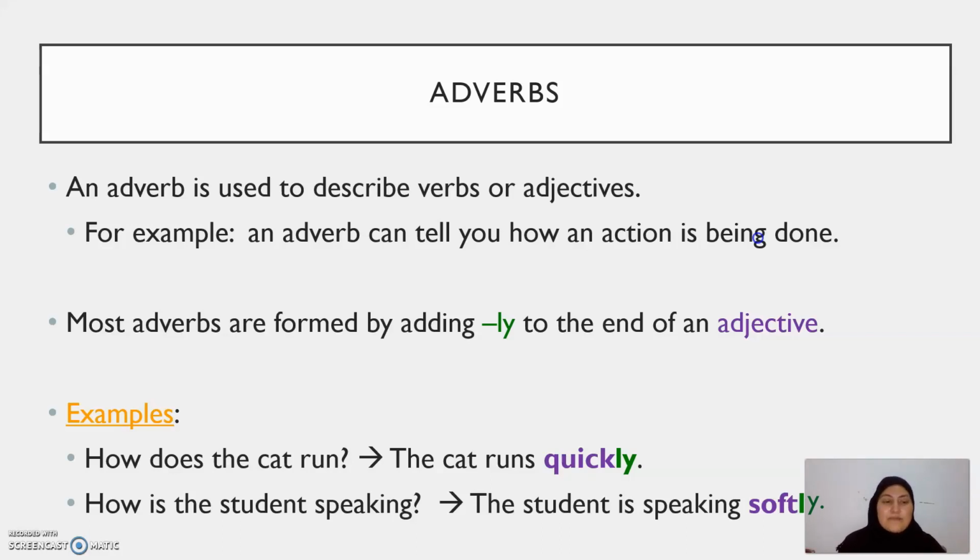Here are some examples. How does the cat run? The cat runs quickly. How is the student speaking? The student is speaking softly.